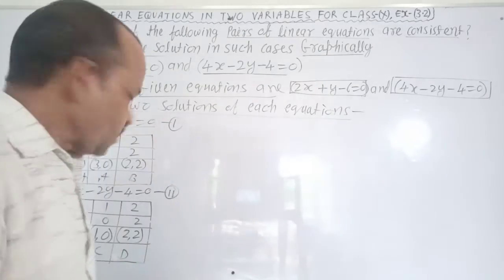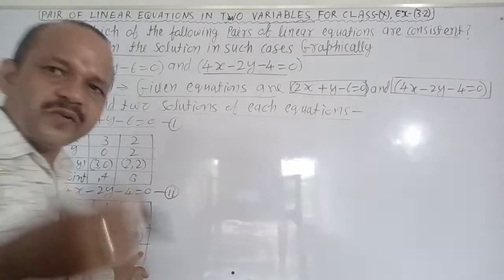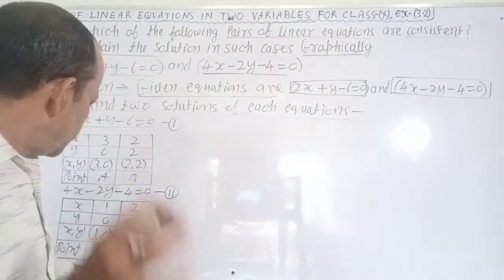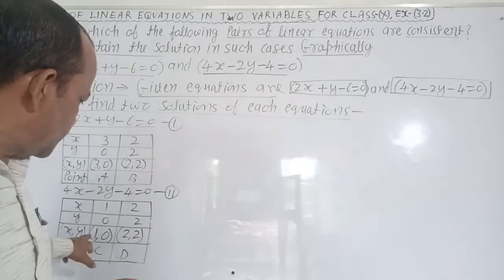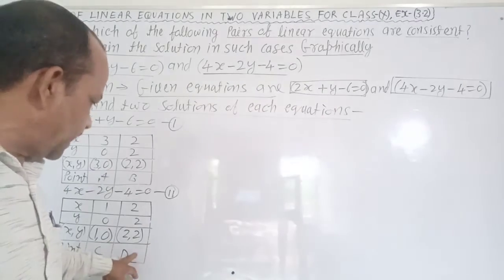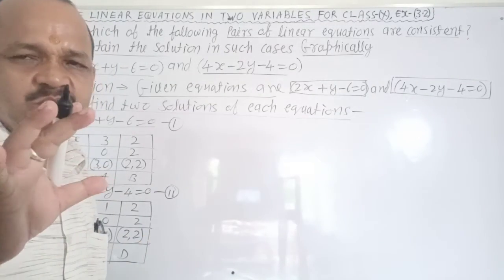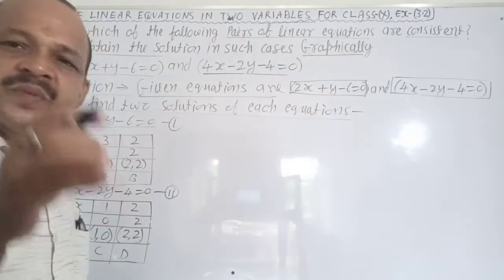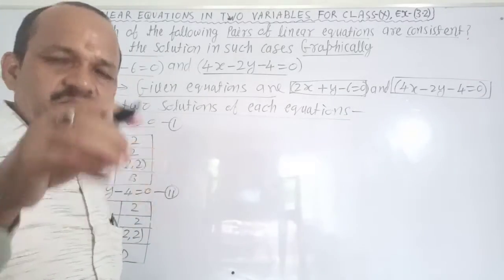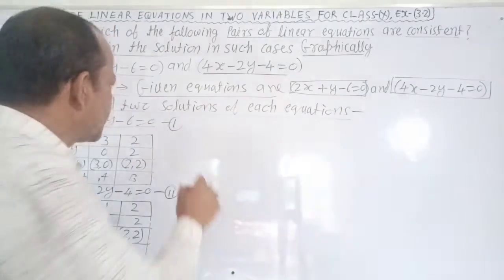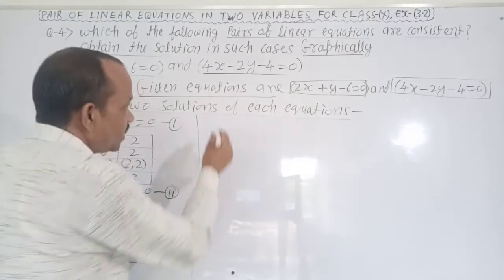You find two solutions of equation second. The coordinate of point C is 1 and 0. The coordinate of point D is 2 and 2. Clear? No confusion about it? Very good. Now we plot these points on the Cartesian plane.